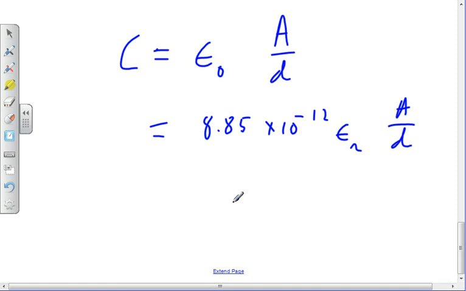8.85 times 10 to the minus 12 is the permittivity of a vacuum. C is capacitance. A is area. The area is going to be in meters squared, and the distance has to be in meters if I'm going to use that particular equation.